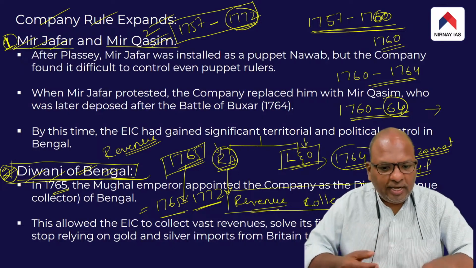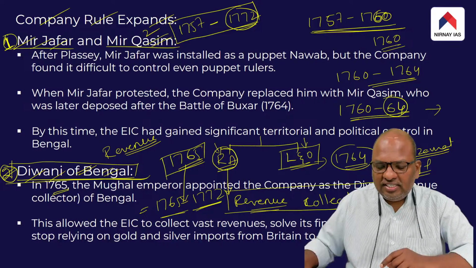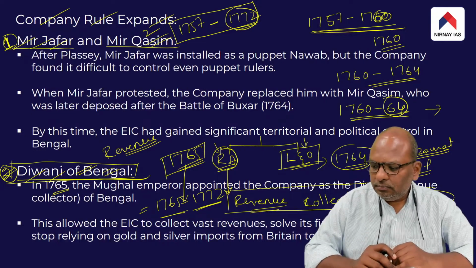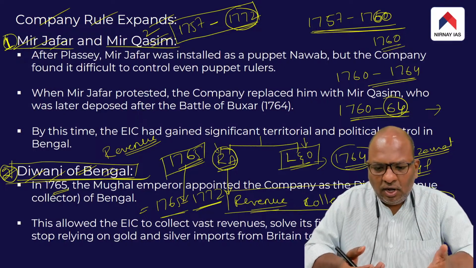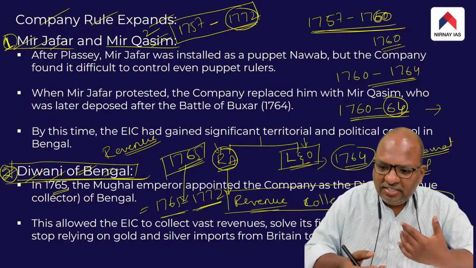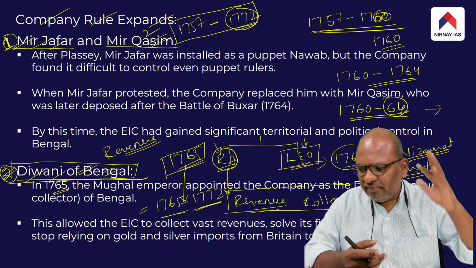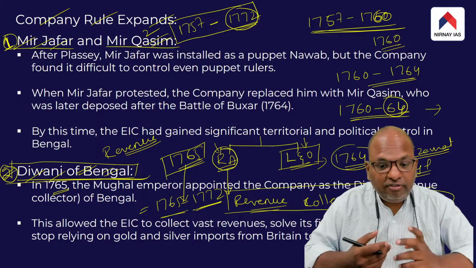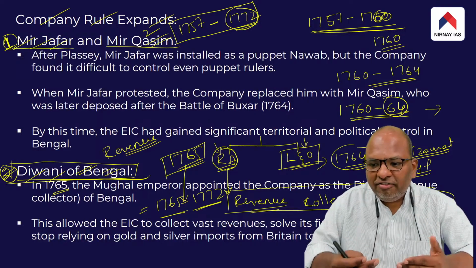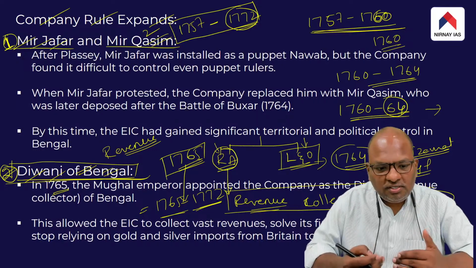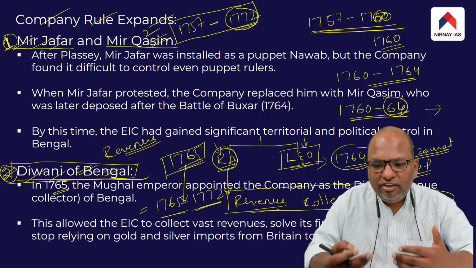So as a result, what happened? In 1770, a major famine broke out in Bengal. So in usual course, famines are not new to India. Famines have been occurring in India since ancient times. But whenever famines occurred, the rulers at least carried out some relief measures.